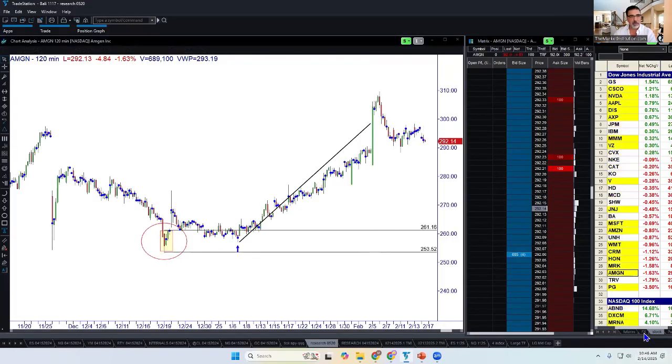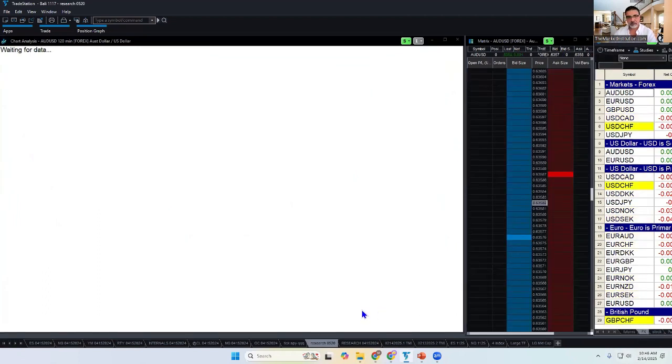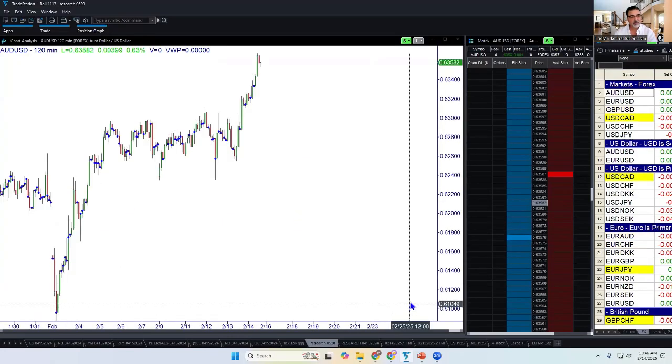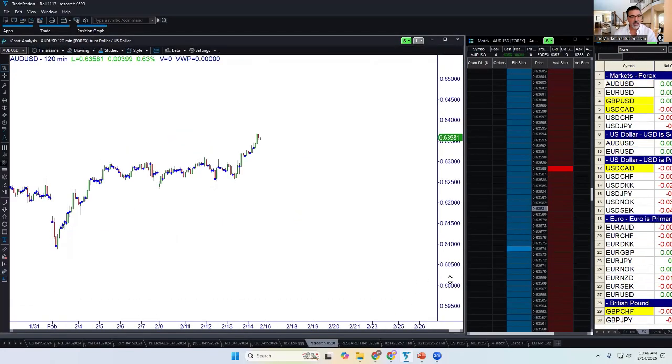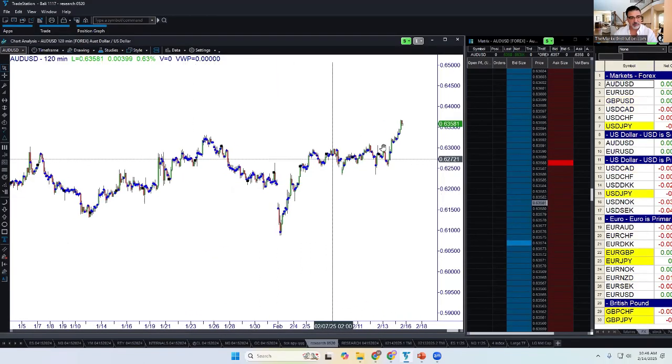Does that work on the FX markets? I don't know. Let's look. Aussie dollar, Aussie USD. Okay. Now, this is not bound by a time frame. It's the picture on the price chart. Okay.